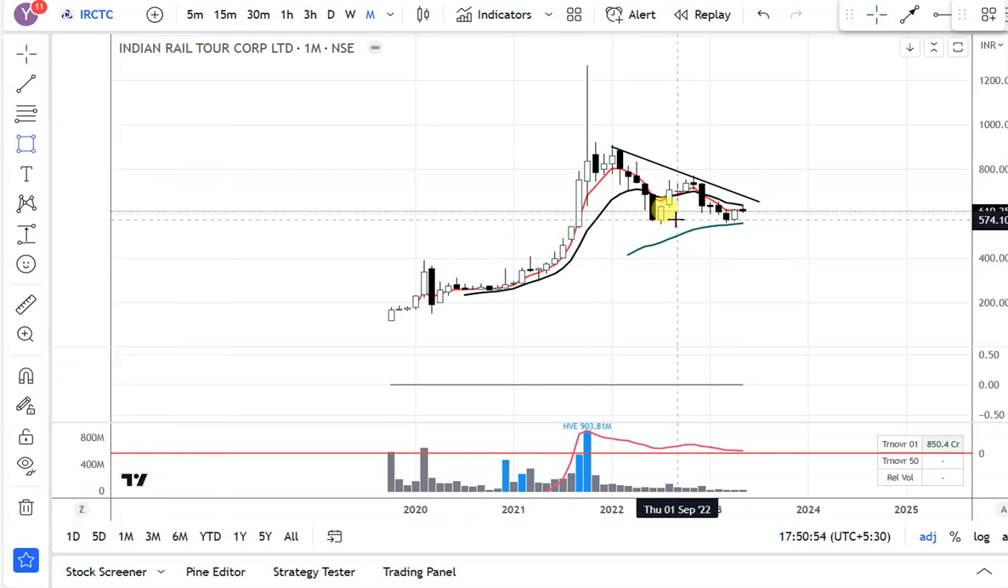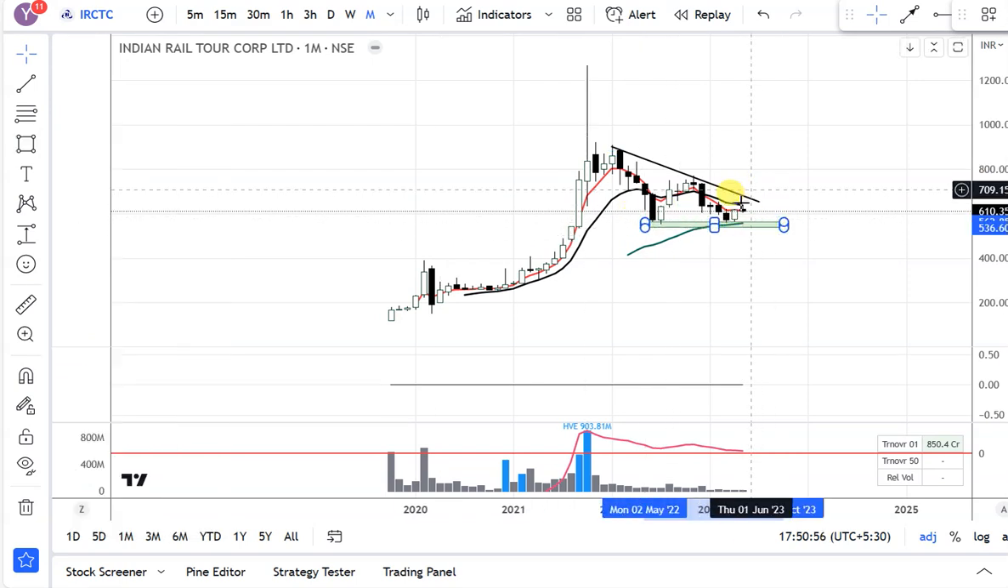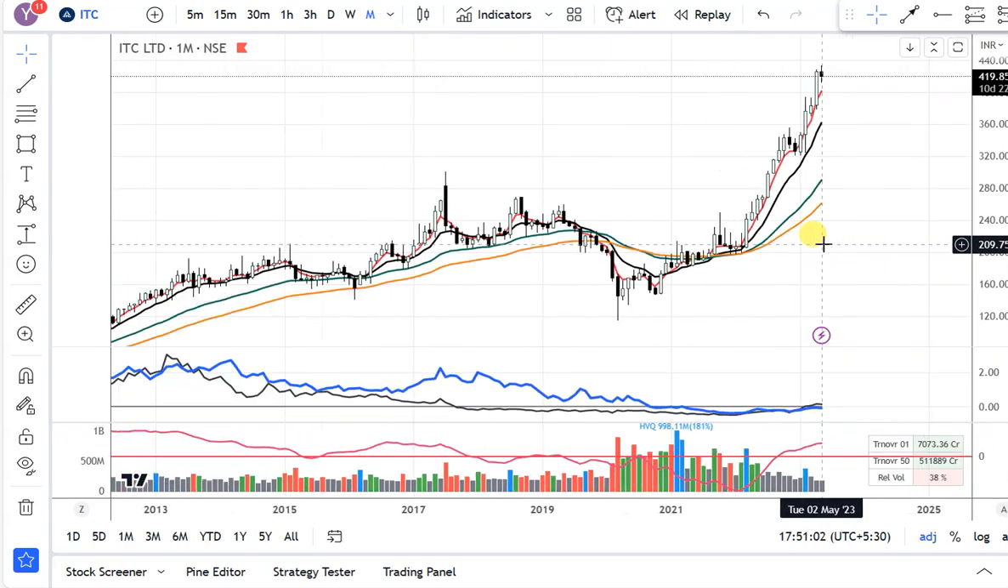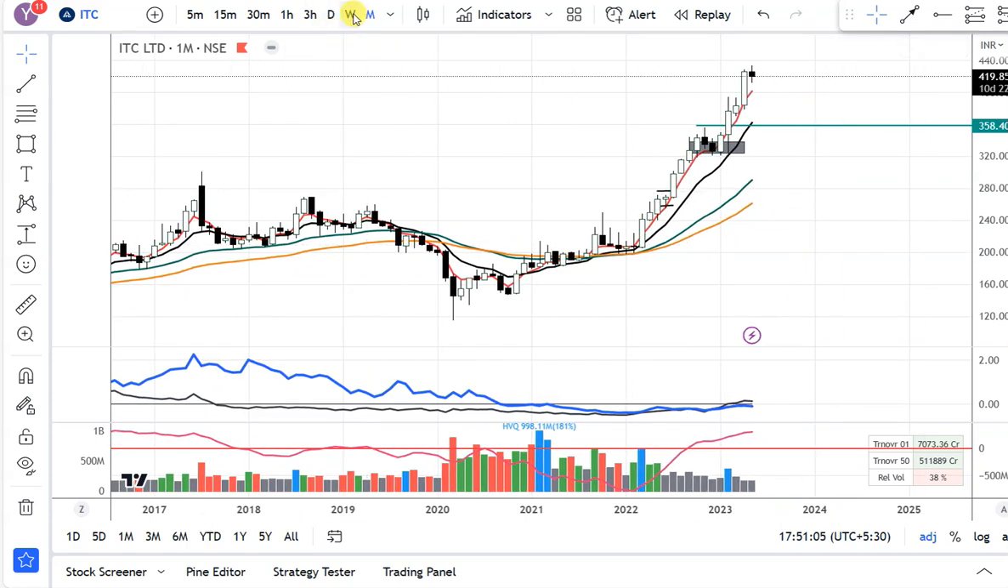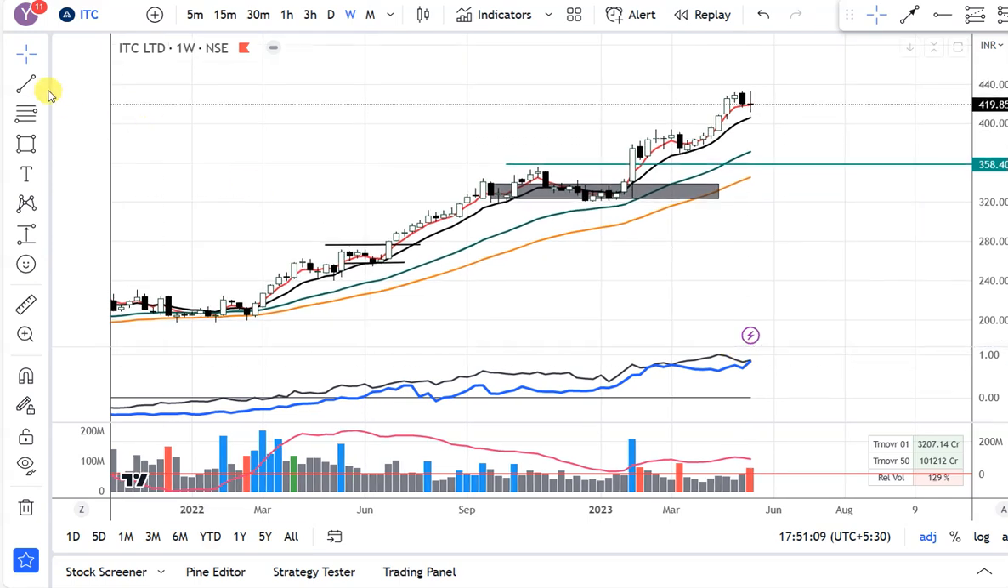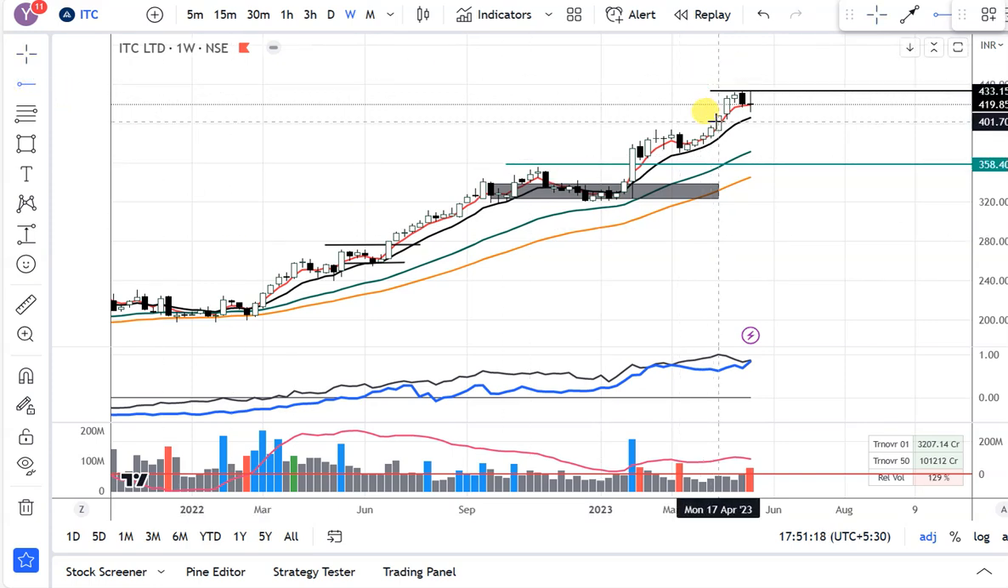ITC we had discussed last time and it has already given a good trend. Now the next trend will come in ITC if it closes above 433. Right now it is in this range. If it gives a breakout, it will give another entry possibility. So let the 435 area get closed on the weekly time frame, and then next week it will come.